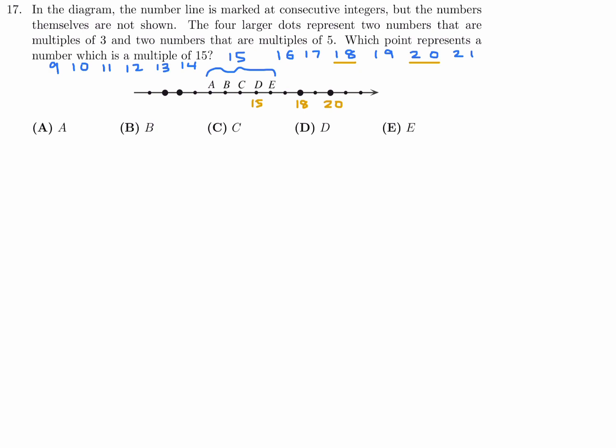All right, counting backwards, we got 14, 13, 12, 11, 10, and 9. Well, 9 is divisible by 3 and 10 is divisible by 5. So there we go. We got two numbers divisible by 3, namely 9 and 18, and two numbers divisible by 5, namely 10 and 20, and the 15 matched with the letter D. So number 17, the answer is D.